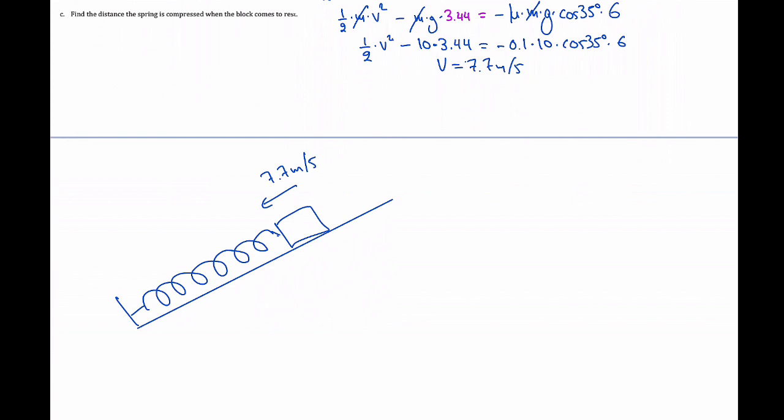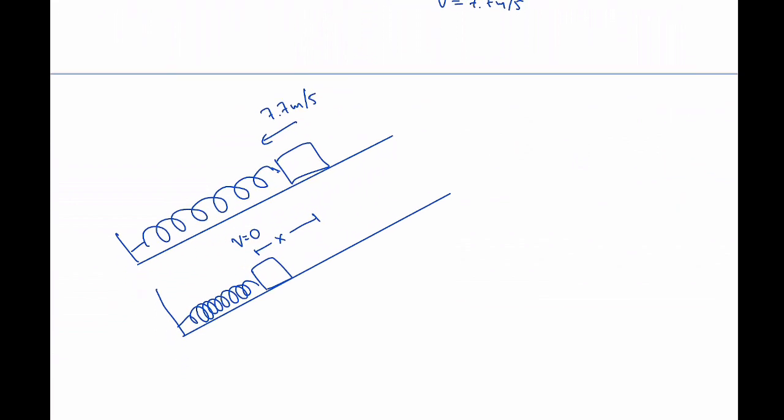And as this object is moving down the inclined plane, the spring becomes squeezed, the spring becomes compressed, and the object will come to rest, so the V final will be 0. And we need to find what is this distance that the spring is compressed. One tool that we can use is the law of conservation of mechanical energy.